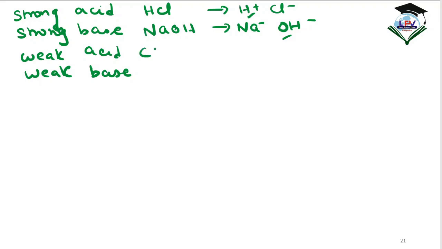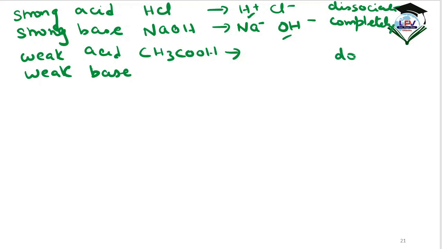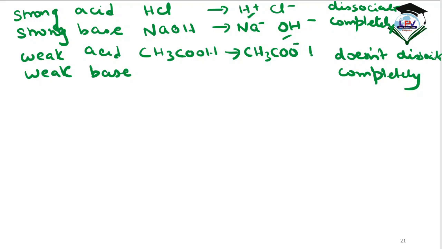A weak acid, for example CH3COOH, does not completely dissociate. Whereas a strong acid dissociates completely. In the case of a weak acid, it gives H plus ion, but the dissociation is not complete. Hope you got clarity now.